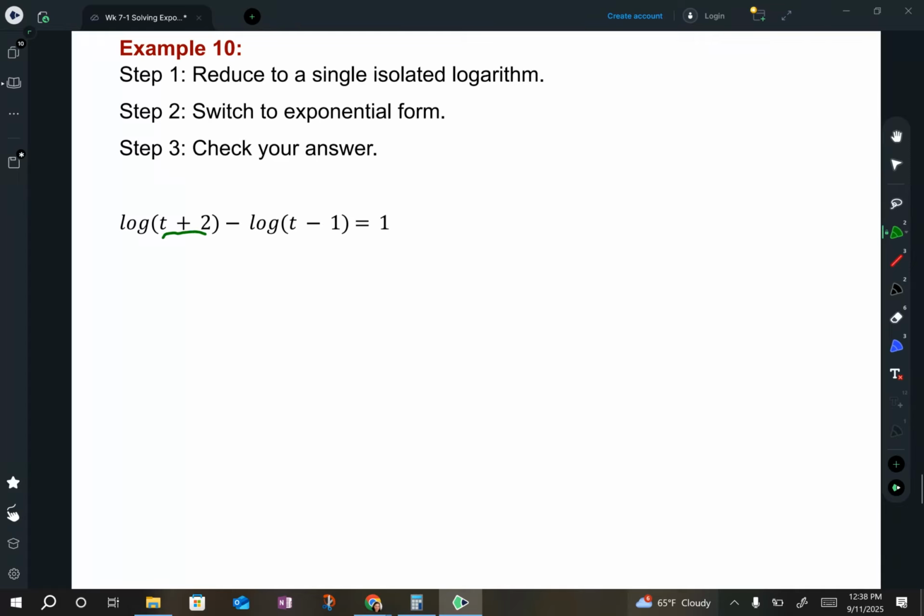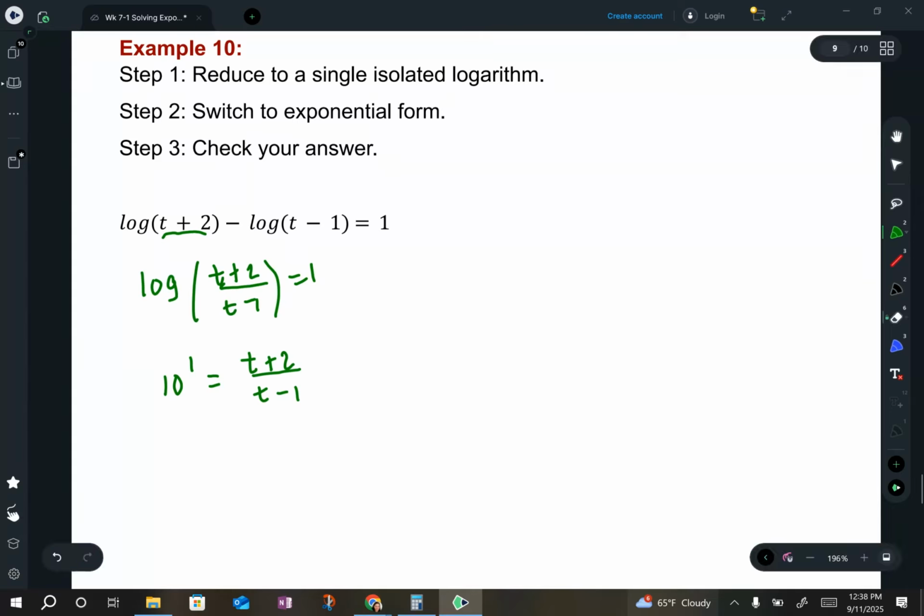I have 2 logs being subtracted, so that's the quotient property. So it's log of (t plus 2) over (t minus 1) equals 1. Rewriting that in exponential form, I have 10 as my base, so 10 to the 1 equals (t plus 2) over (t minus 1). I need to solve this equation.